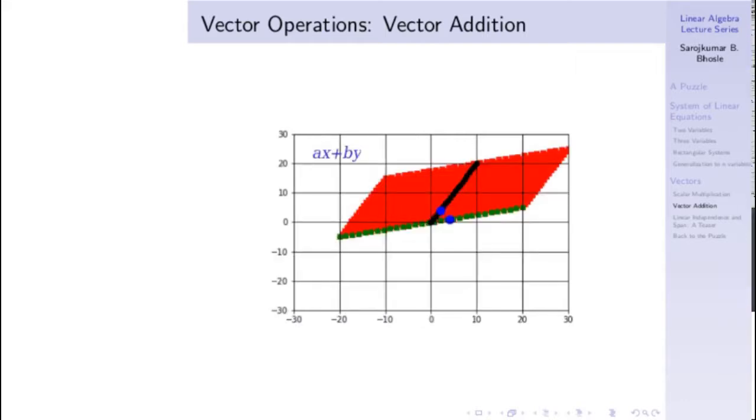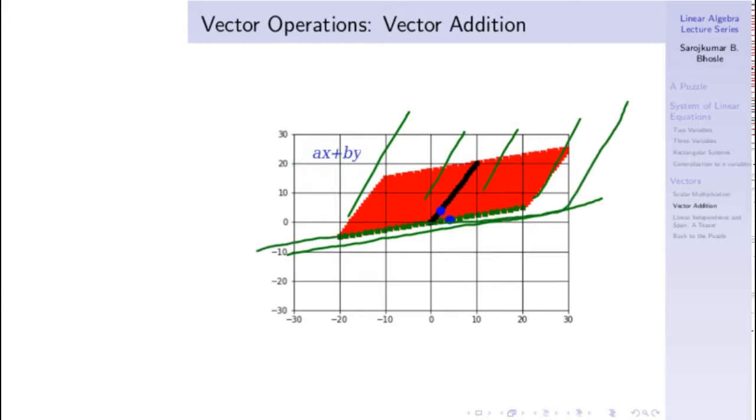If we scale x by positive and negative numbers, and if we scale y by only positive numbers, this is the possible set of points we get. And if x varies from minus infinity to plus infinity, this set of points covers half of the plane on the right side of this green line.